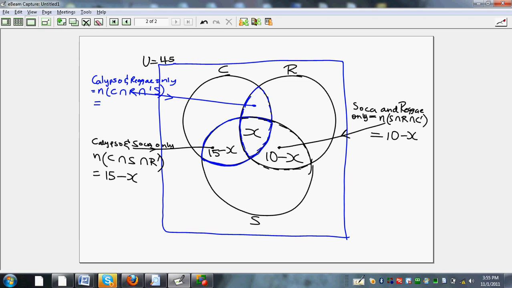Calypso and reggae and not soca will be those that like calypso and reggae, which we were told was 9. 9 like calypso and reggae. So to get calypso and reggae only, it will be 9 minus X. So this area here would be 9 minus X. Okay? So we start working from the center, come outwards. And that's where we reach so far. The next area we're going to tackle would be the ones that are left blank. So we'll tackle this area first, then this one, then that one.